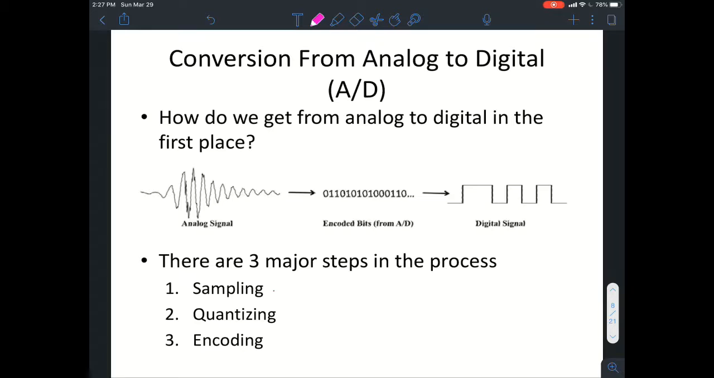So there's 3 major steps, and we're going to talk about them each sequentially. There's sampling, how we're going to sample the analog signal so that we have an accurate representation when we get to the digital side. And then we talk about quantizing and encoding. Quantizing and encoding are going to be how we represent that information in a digital format.